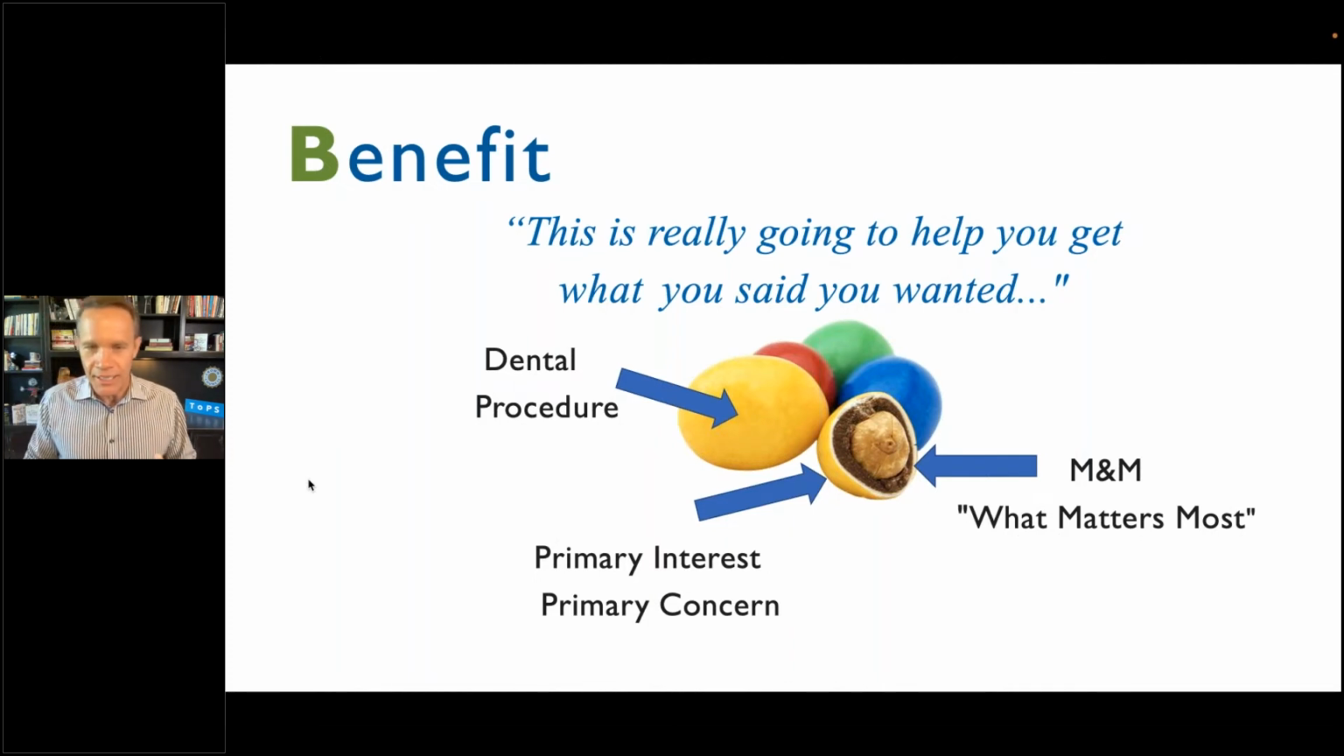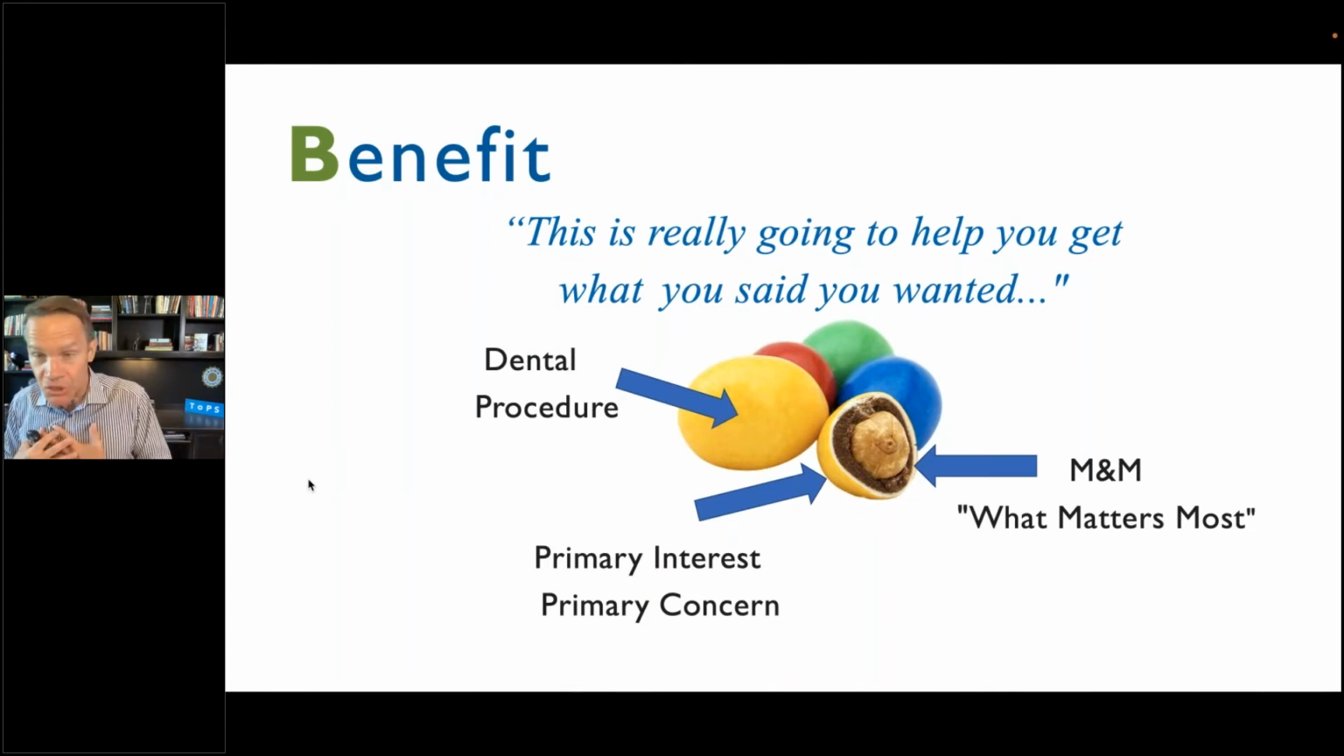The chocolate is what the patient wants, right? In other words, what their primary interest is, what their concerns are. That's what's going to drive their behavior, is what they really want. And then the peanut on the inside is why they want it. So I may want to keep my teeth for a lifetime. I may want to have better health, maintain my appearance. Why? What's the story behind that?